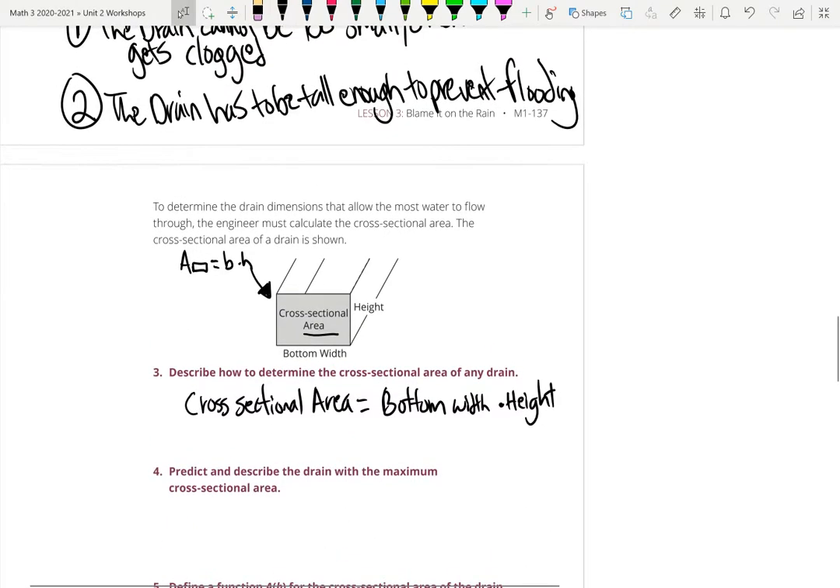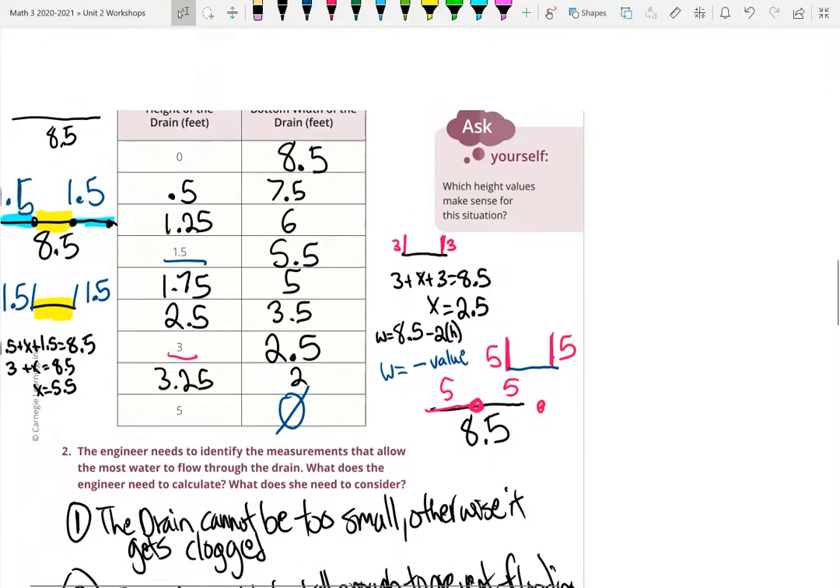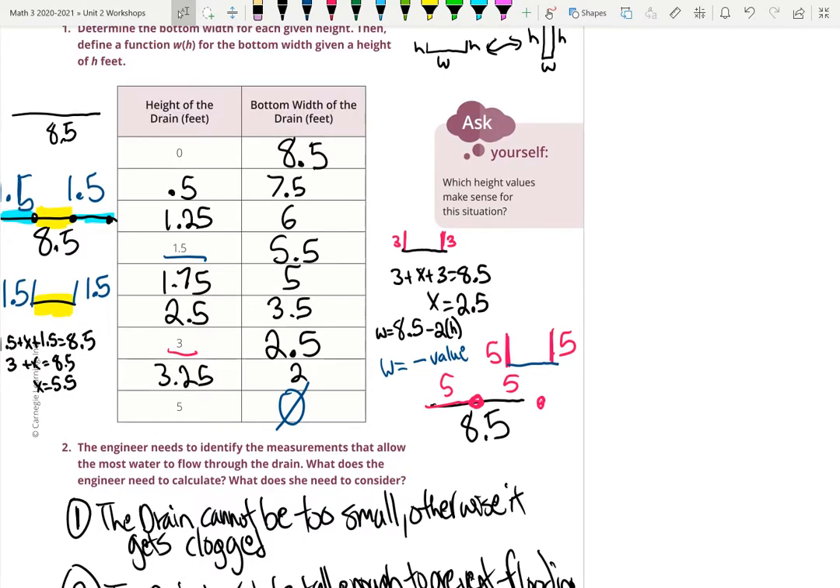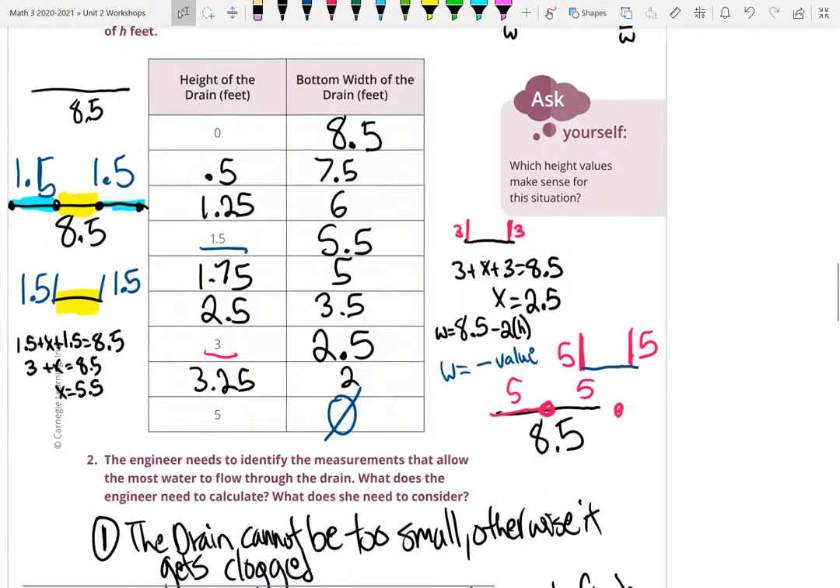So the maximal cross-sectional area. What we would need to do is multiply all of these together. We would multiply 0 times 8.5, 0.5 times 7.5, 1.25 times 6, 1.5 times 5.5, 1.75 times 5, 2.5 times 3.5, 3 times 2.5, and 3.25 times 2. I am multiplying the base times the height to get the area, and I would look at which one is the greatest. That sounds like too much work. You can do it. That's how you have the tools before.